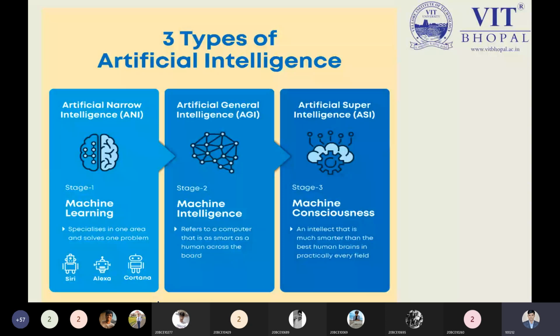So here we have stage one, which is machine learning, especially in one area where it can solve our problem. You can see Siri is one such application, as you can see on the Apple phone. Alexa is a good example, and Cortana.